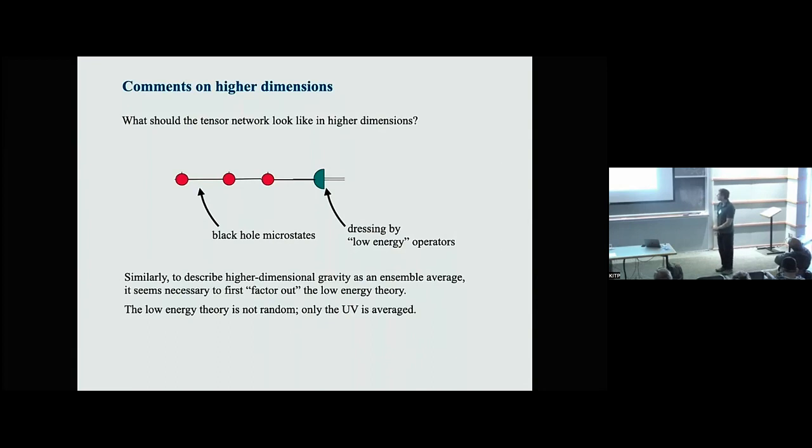Similarly, to describe higher dimensional gravity as an ensemble average, it seems necessary to first factor out, in this sense, the low energy theory. In other words, we need to understand how to apply eigenstate thermalization in this setting where some stuff is very random and chaotic black hole microstate stuff, and other stuff is completely dictated by effective field theory. We only want to impose randomness on the black hole piece. And I'll stop there. Thank you.